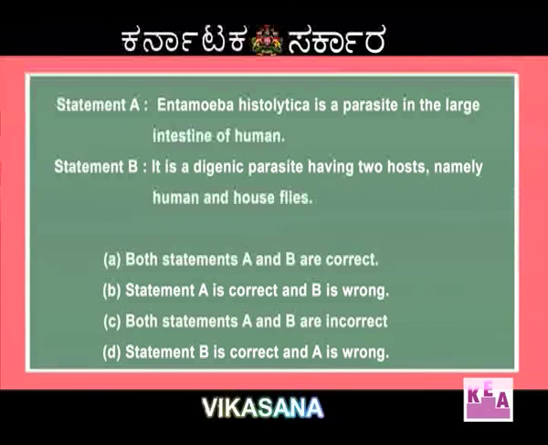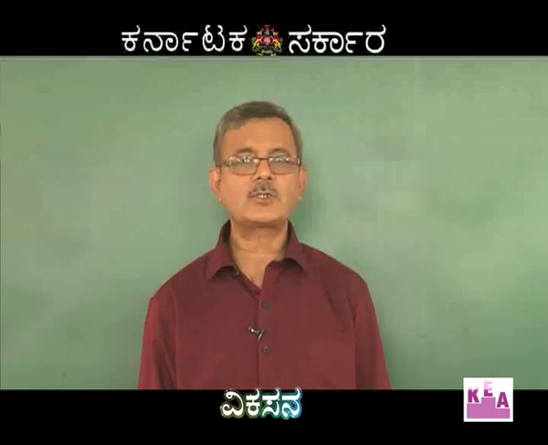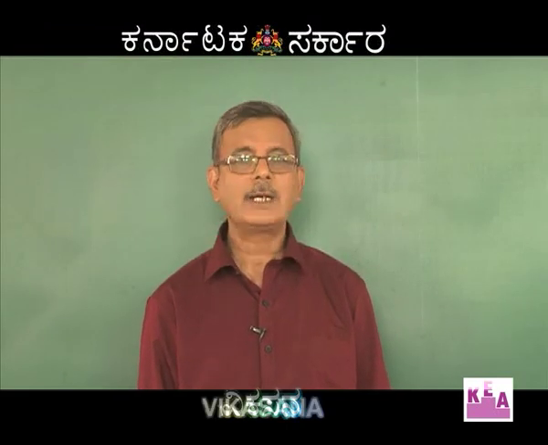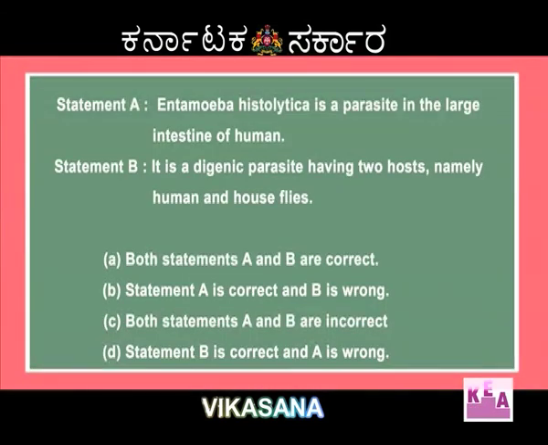Statement A says Entamoeba histolytica is a parasite in the large intestine of human. We already know that Entamoeba histolytica causes amoebic dysentery, and the site where it is going to exist is the large intestine. Thereby, statement A is correct. The second statement says it is a digenic parasite having two hosts, one is human and the other one is housefly.